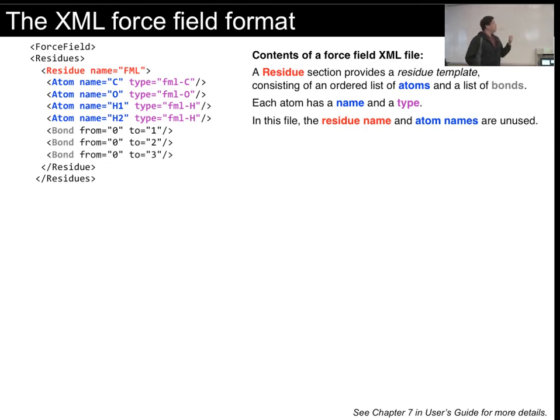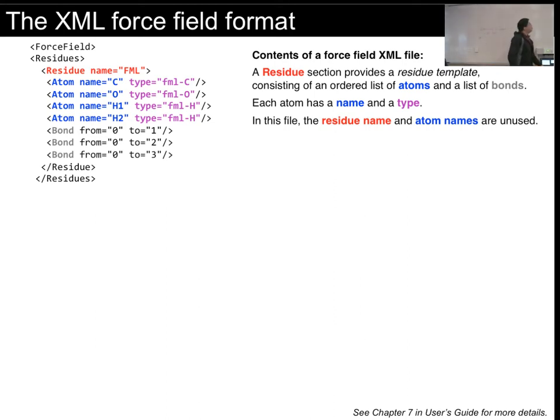And you can see that I've highlighted the various parts of the residue section in different colors. The residue has a name. The name is actually not used, but to avoid confusion, it's good to set the residue name to the same as what you're going to use in the PDB file. And the residue consists of a list of atoms. The ordering matters in this file. And a list of bonds. Now the atom names are actually not used as well, but because the PDB file has atom names, it's good to set them the same to avoid confusion.